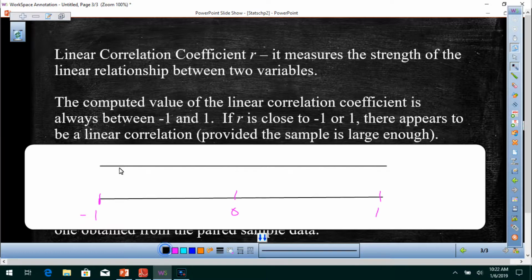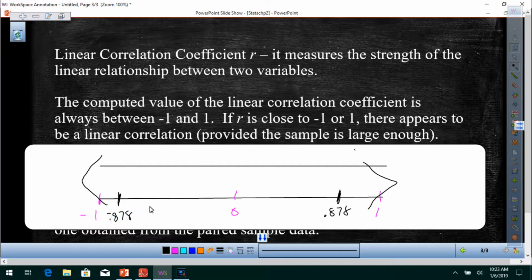All right, now, off the table 5, we got 0.878, so let's put right here, right in here is 0.878. And of course, we got negative 0.878. So we've got that. We went to our data, and we got an R value of 0.5913. Okay, so what does all that mean?